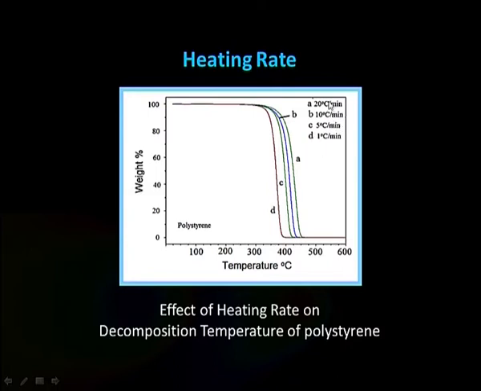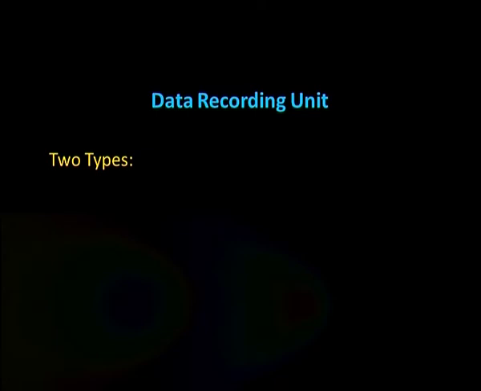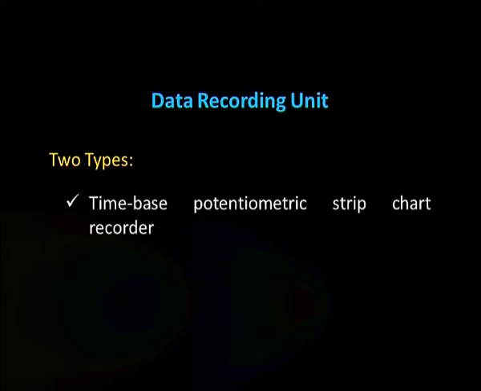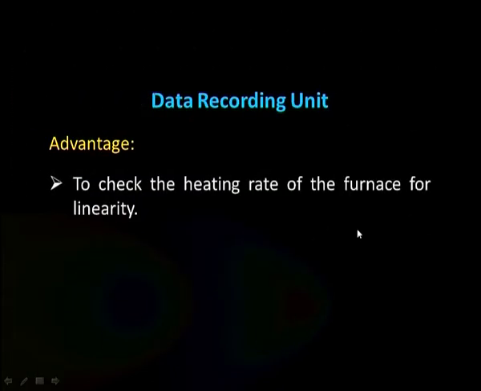This means that if we cause heating at a very fast rate, we get results which are not very accurate, and therefore, we must use a reasonable heating rate to get the best results. The data recording units are of two types. First, the time based potentiometric strip chart recorder, which is very common, and second, the XY recorder. The advantage is to check the heating rate of the furnace for linearity.